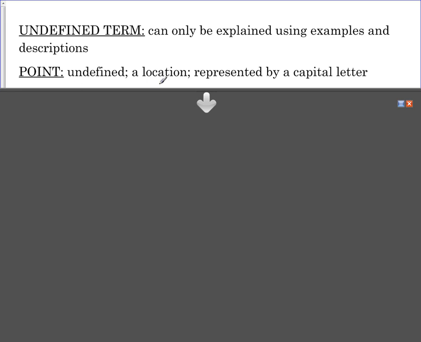A point is a location. It's represented by a capital letter. I don't think that's anything you didn't already know. When I asked you guys to draw a point, everybody did. So for example, that is point A. I always like to try to give you a visual example. So if I were you, I'd probably put a point and a capital A or a capital B or whatever. Okay?